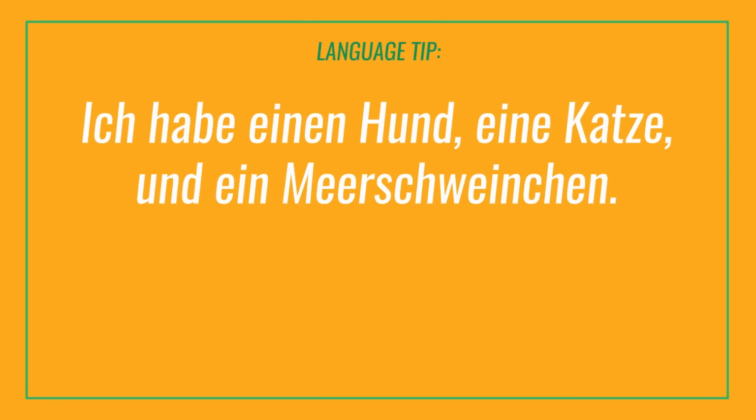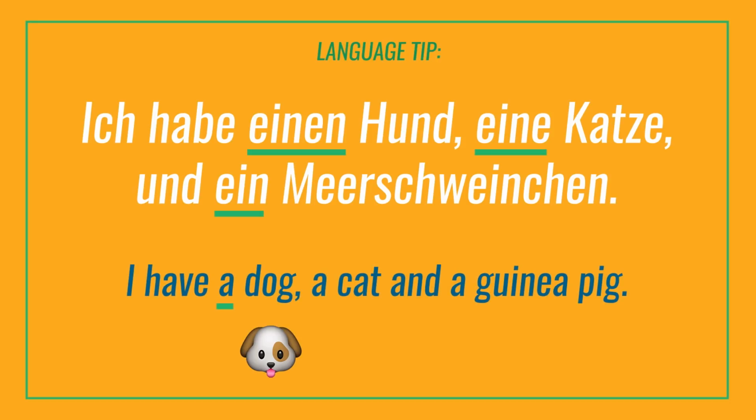If you feel like you have a handle on indefinite articles, try this fun sentence. Ich habe einen Hund, eine Katze und ein Meerschweinchen, which means I have a dog, a cat, and a guinea pig.